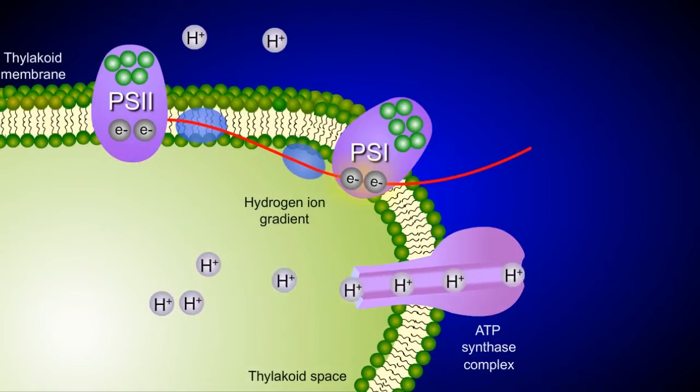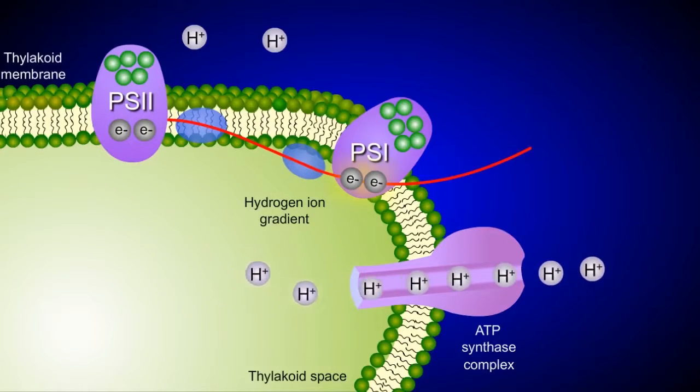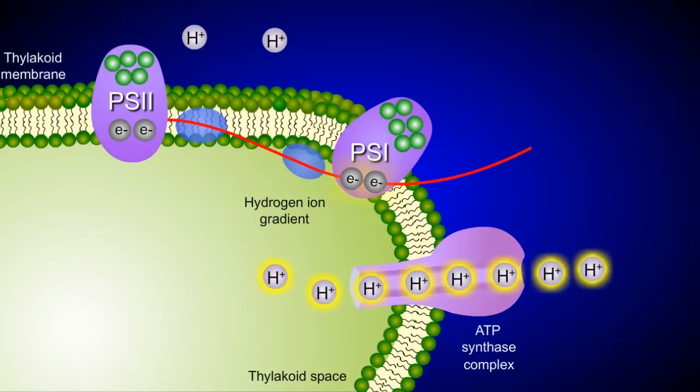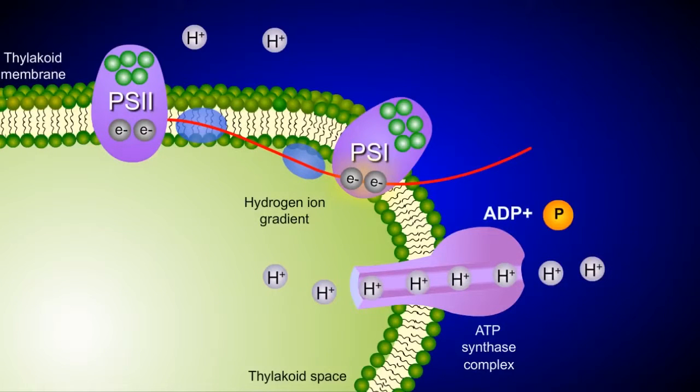The hydrogen ions flow down their concentration gradient through a channel in ATP synthase, releasing energy in the process. ATP synthase uses this energy to add a phosphate to ADP, forming ATP.